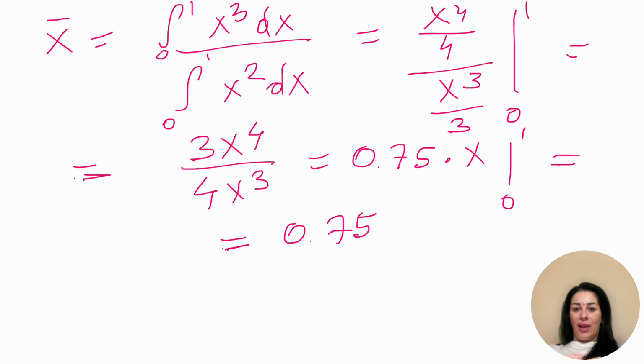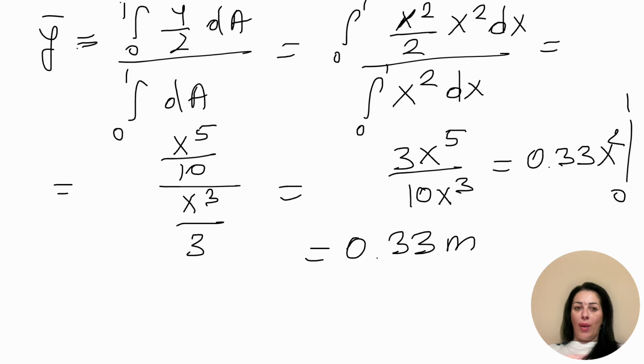That means we will obtain 3 times x to the 4th over 4 times x cubed, which in our case is 0.75 times x, and since x is in the range from 0 to 1, we will get that x bar is equal to 0.75.